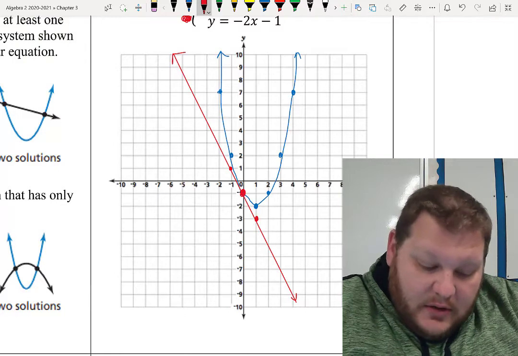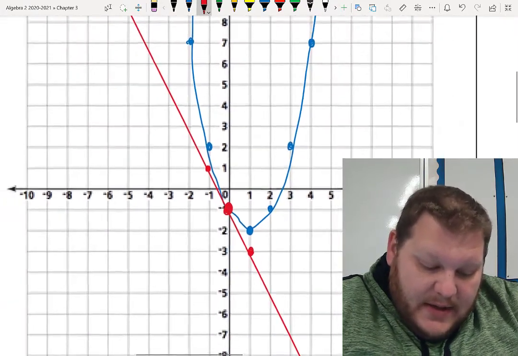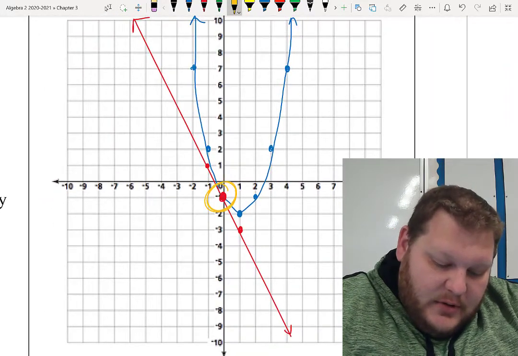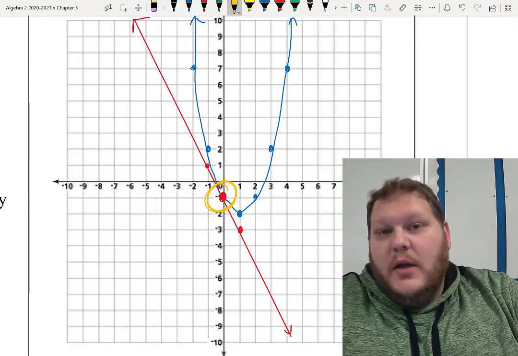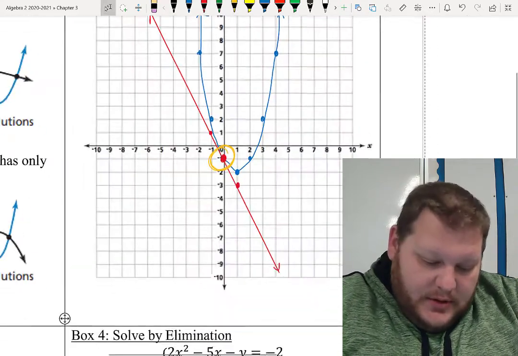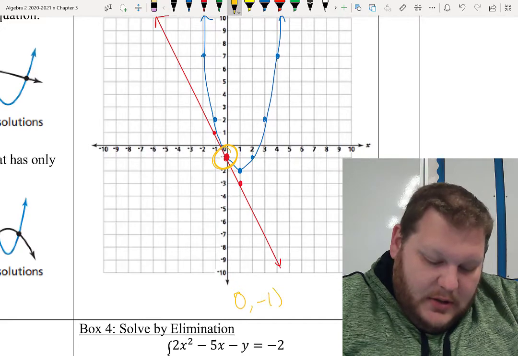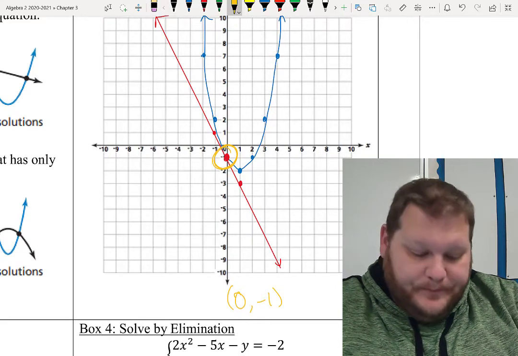So we can see here, even though it looks close at intersecting at two different spots, it actually is just this single point right here that I'm going to circle in yellow. That point right there is where my two graphs overlap, which means that's the spot where my x and y values are solutions to both of my equations. So in this case, my answer would just be (0, negative 1). That's my only solution for this box 2 problem.